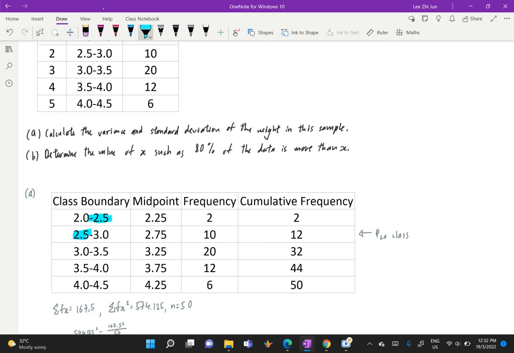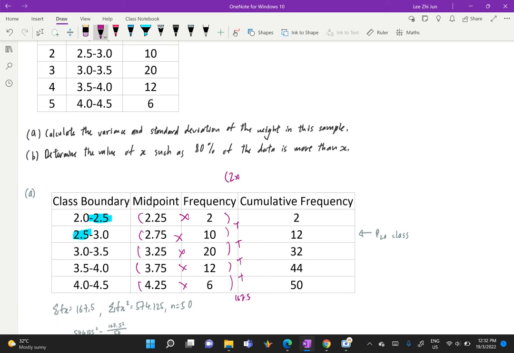So I find out the midpoints: 2.25, 2.75, 3.25, 3.75, 4.25. So I will get fx, which is the frequency times each midpoint. Sum up all, I will get 167.5.